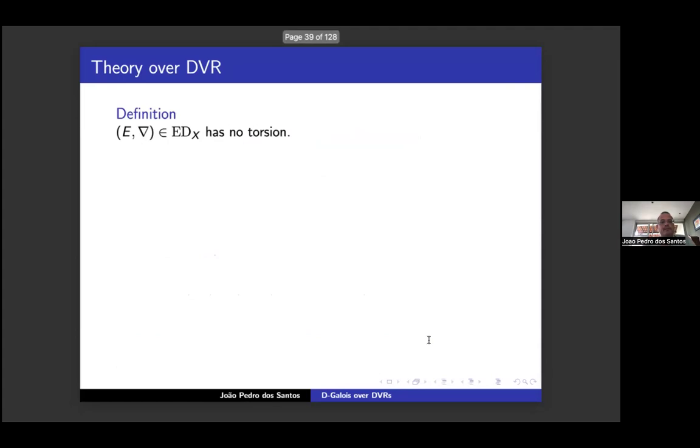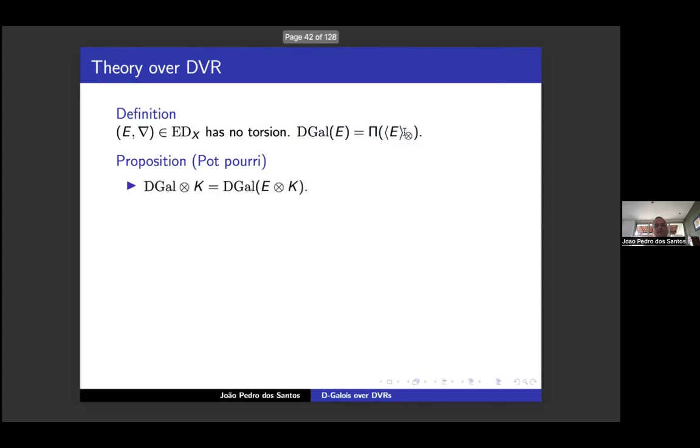Okay, so now I make my definition. I start with some E which has no torsion, so it means that it's locally free, and I define the D-gal just as this category, the group that you obtain from the category generated by E. Let me give you a potpourri of properties of this D-gal. The generic fiber is the same, exactly as you would expect, luckily.